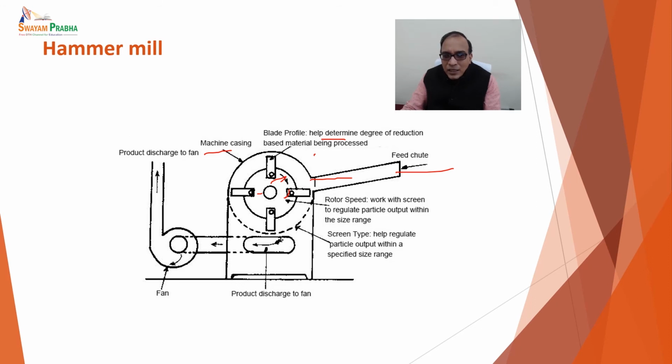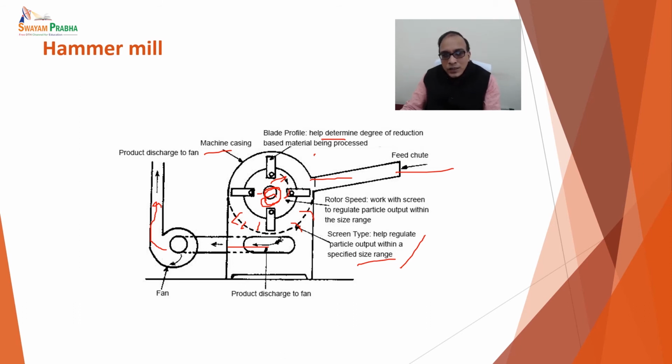the second part, the lower part, is the screen. It is a screen type. It helps regulate the particle output within a specific size range. So whatever hammering is done due to this circular motion, when the desired particle size is reached, it passes through this sieve-like screen, and with the help of a fan, it is moved to the product discharge. The product is discharged here.